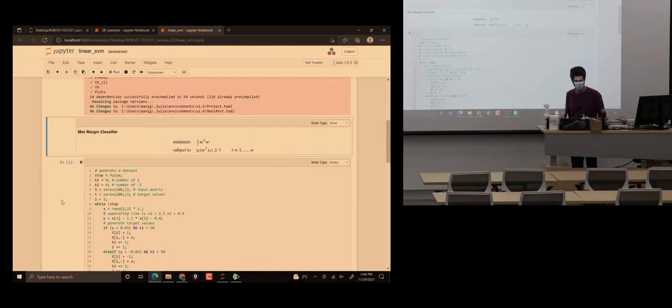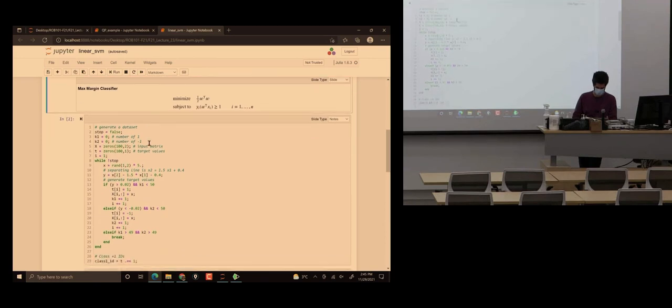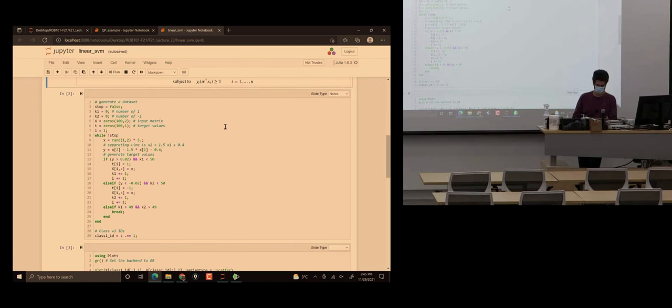So what was our problem? Our problem was to minimize the norm of W squared, which is 1/2 W transpose times W, right? And the constraint was yi times W transpose times xi greater than or equal to 1. So that's our problem.